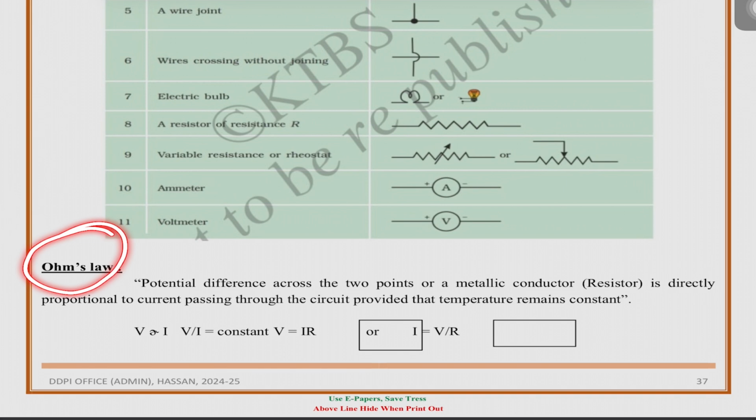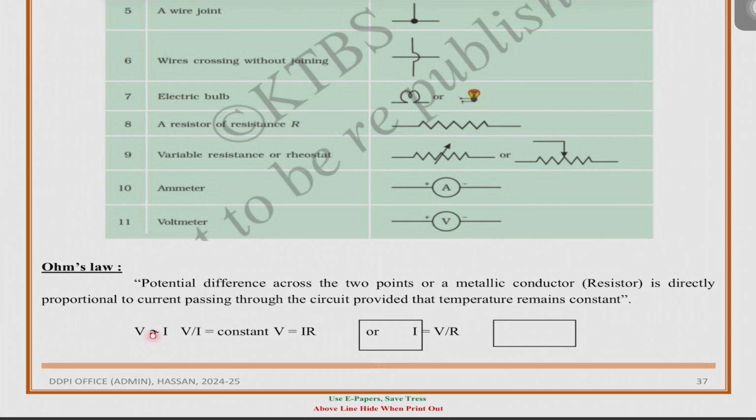A very important law and expected question, Ohm's law. Ohm's law is going to give us the relationship between voltage and current. Potential difference across 2 points or a metallic conductor is directly proportional to the current passing through the circuit, provided the temperature remains constant. So what does the law state? Whatever would be the potential difference across 2 points, it is directly proportional to the amount of current that is flowing through the circuit.